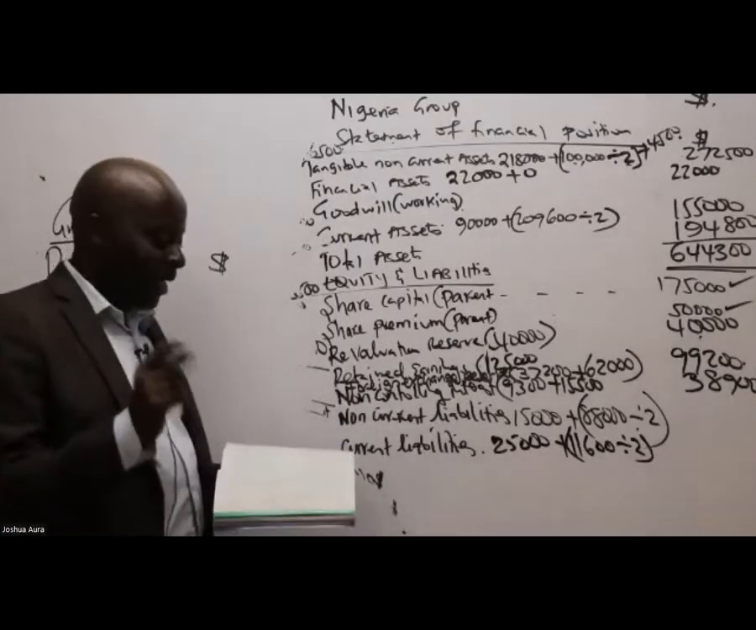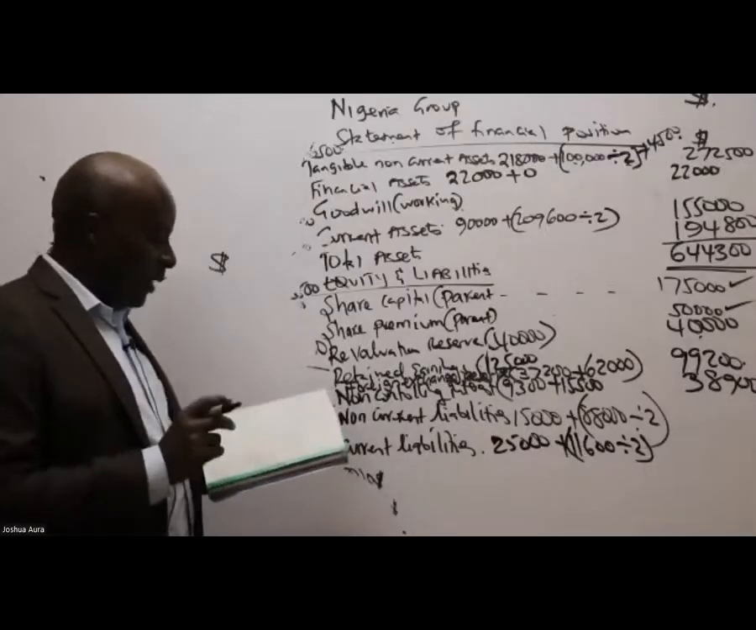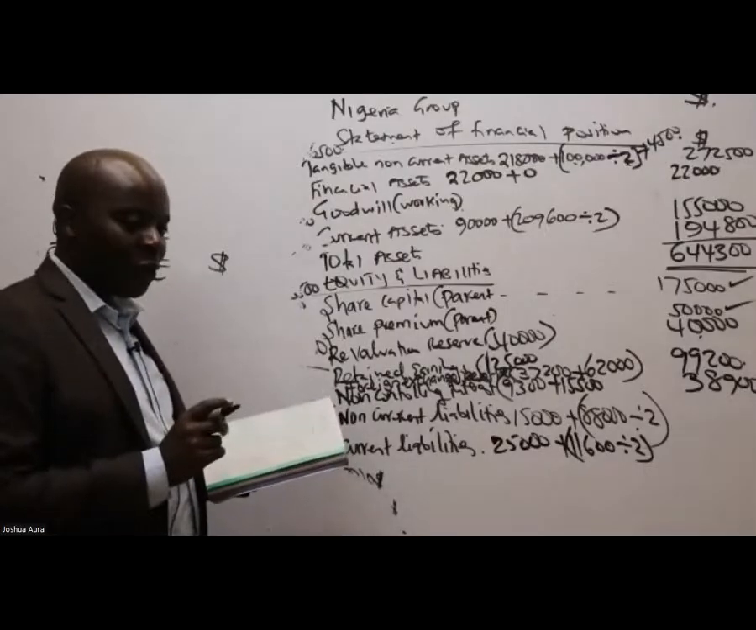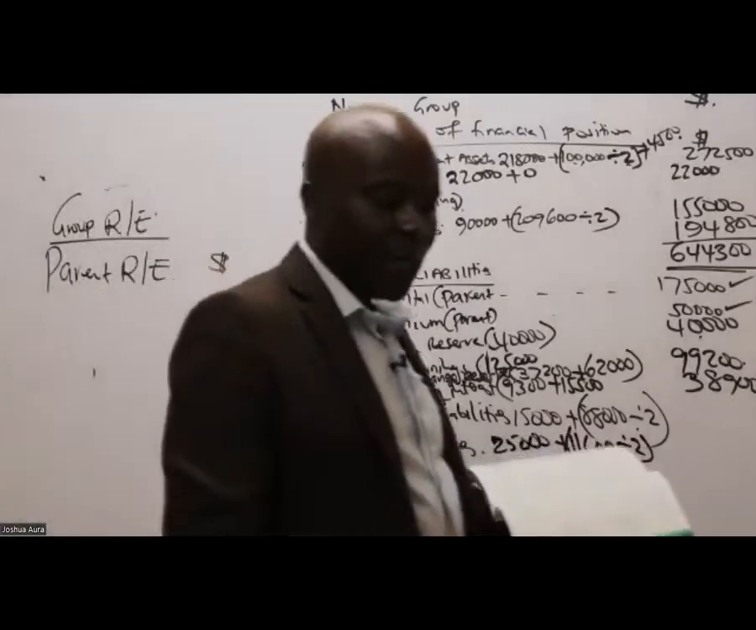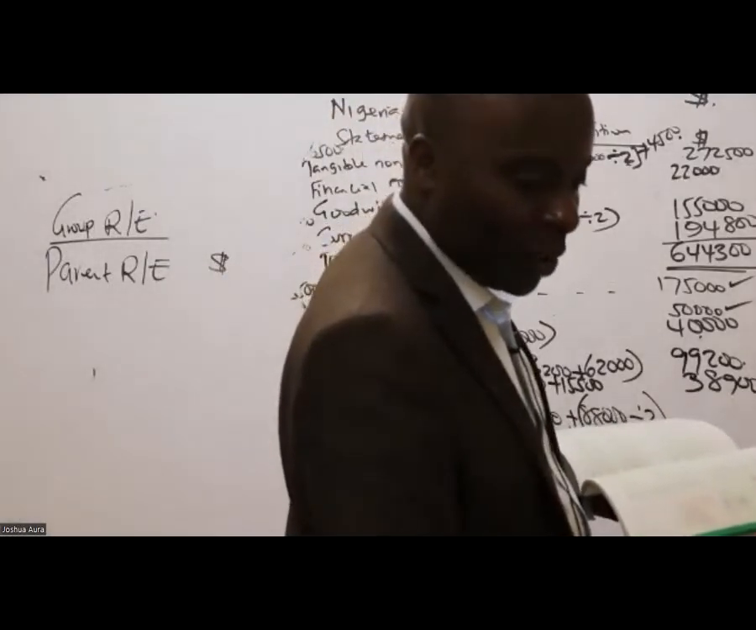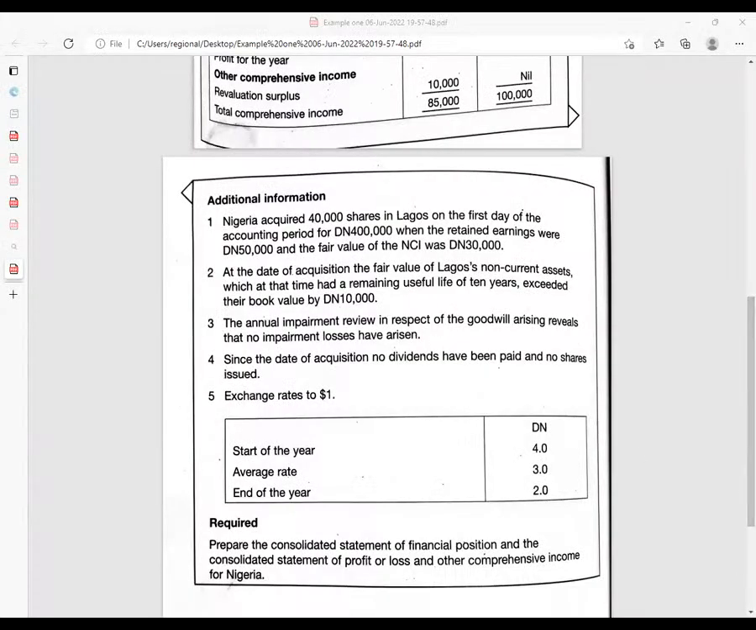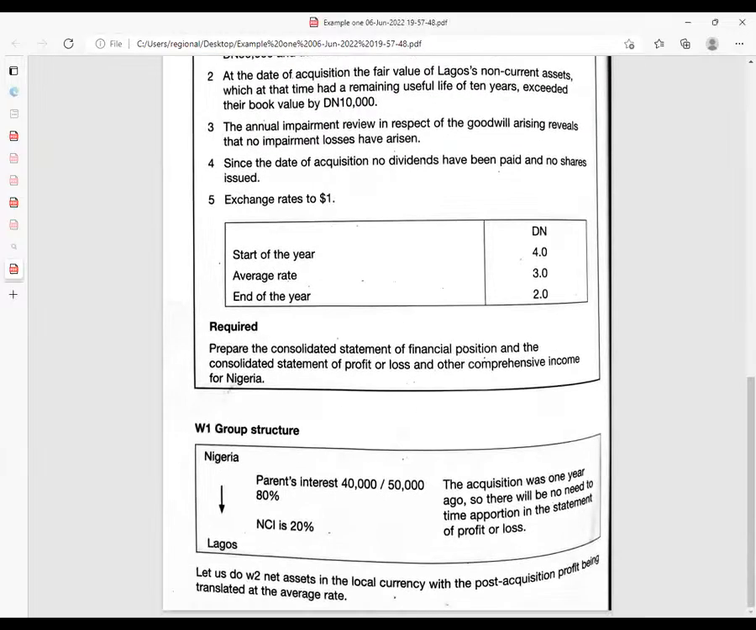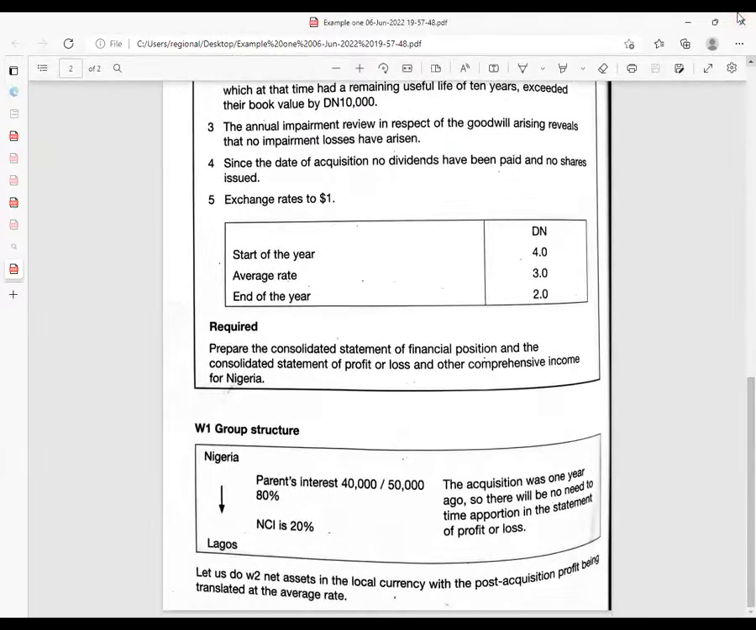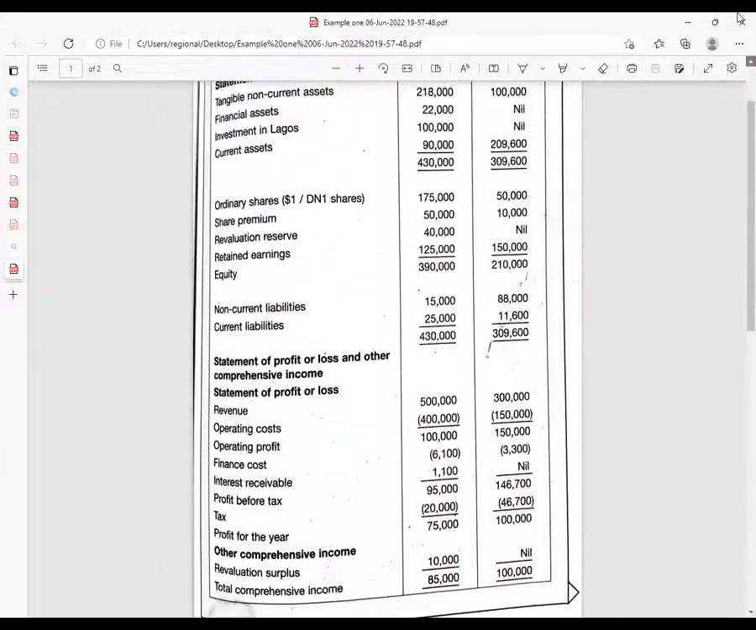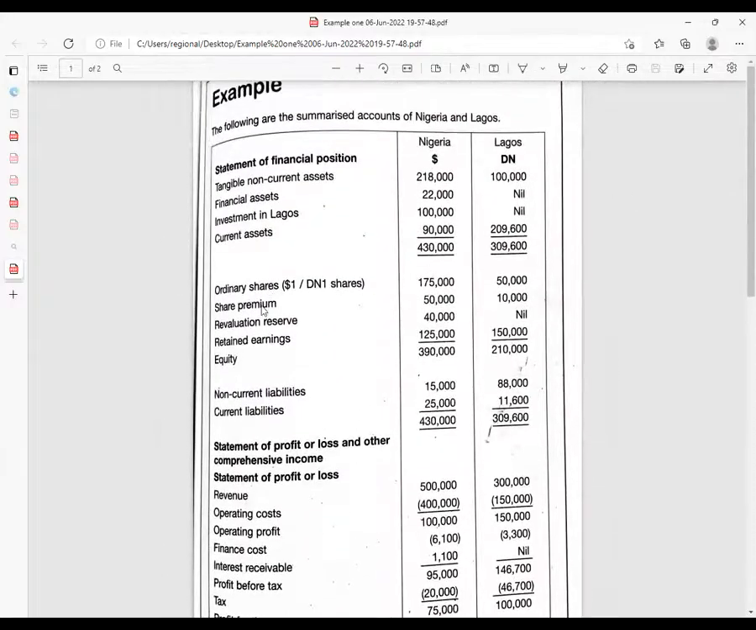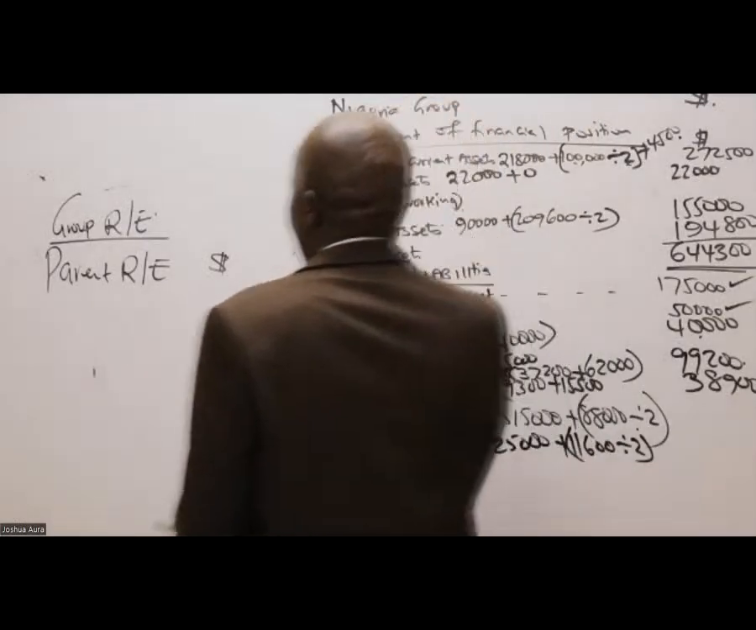I can see now you guys have an idea. Parents retained earnings, tuko nazo ni ngapi from the balance sheet? What do we have here? Parents retained earnings from the balance sheet. Right? 125,000, isn't it? So here we have 125,000.